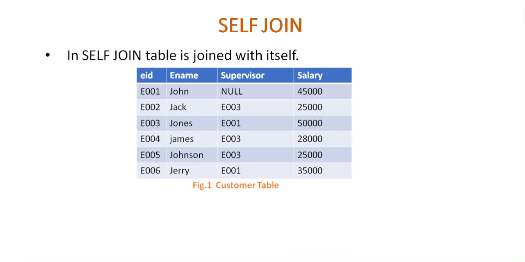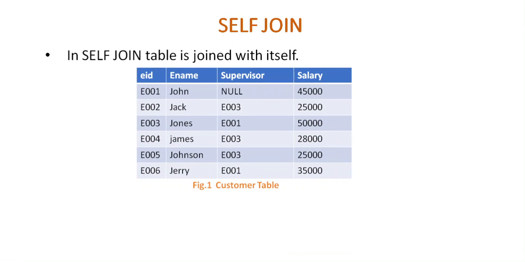Now next we have self join. As the name suggests, self join is used to join a table with itself. In self join we have a single table and we execute the join operation on that single table only.